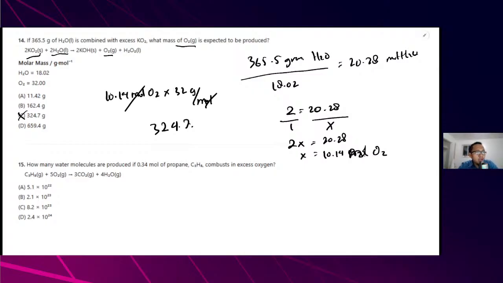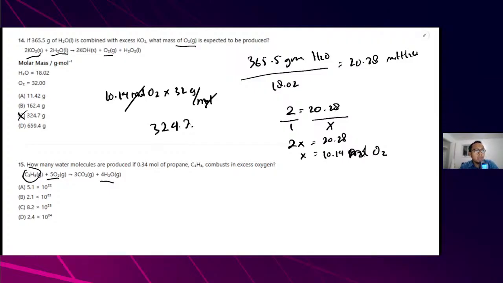So again, number 15. How many water molecules are produced if 0.34 mole of propane combusts in excess oxygen? So oxygen is in excess, and the question is how many water molecules are produced from propane. Okay, so let's take a look at this one. The principle is still the same.